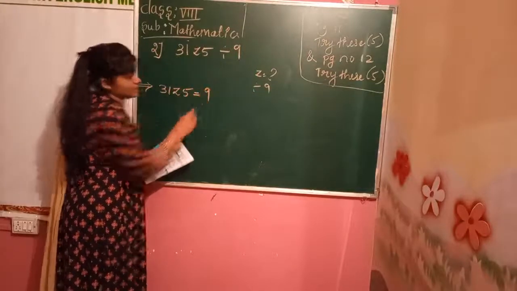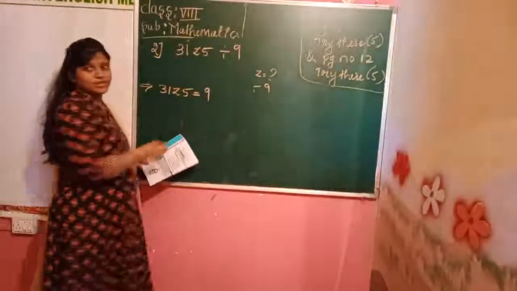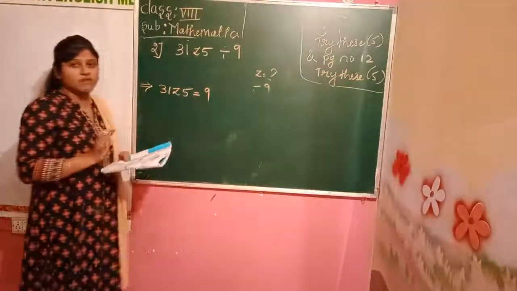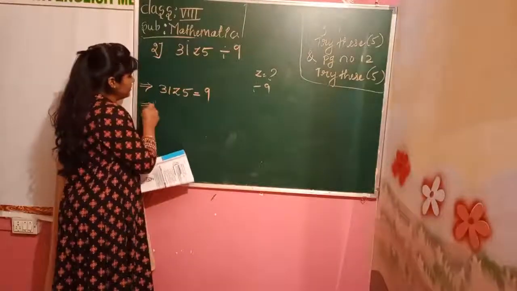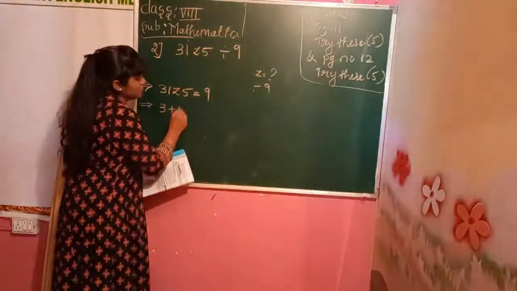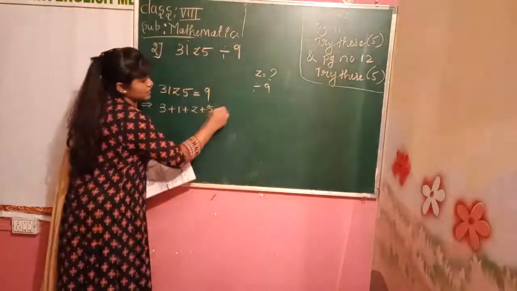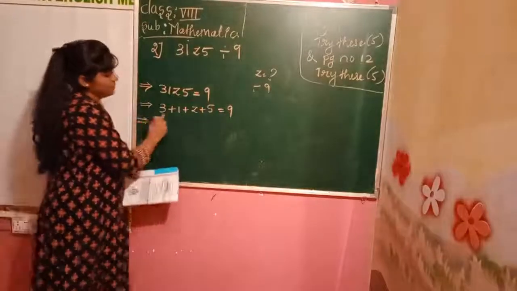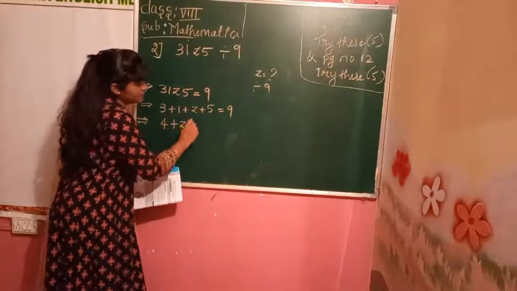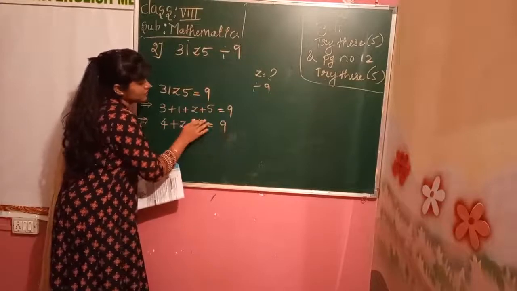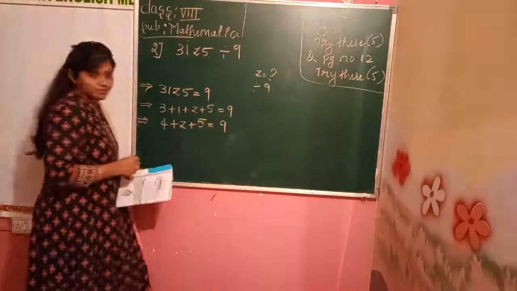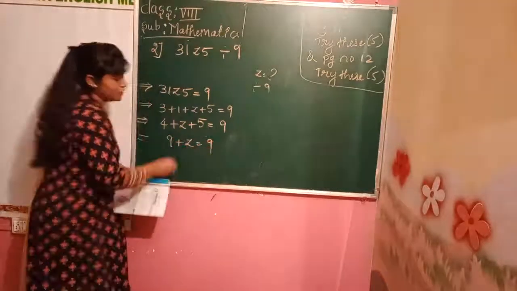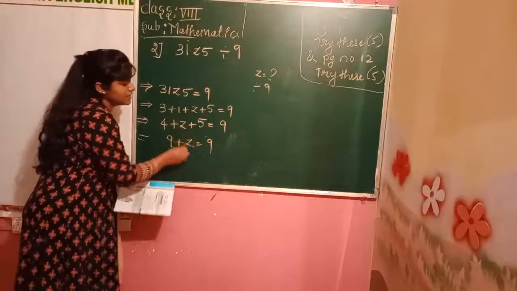First, 3 1 Z 5 is equal to 9, because here they gave 9, so 9 comes. If they had given 3, then 3 would come. They gave the divisibility, that is what we have to write. Now explanation: 3 plus 1 plus Z plus 5 is equal to 9. 3 plus 1 will be 4, plus Z plus 5 is equal to 9. Now this will be 9 plus Z is equal to 9.